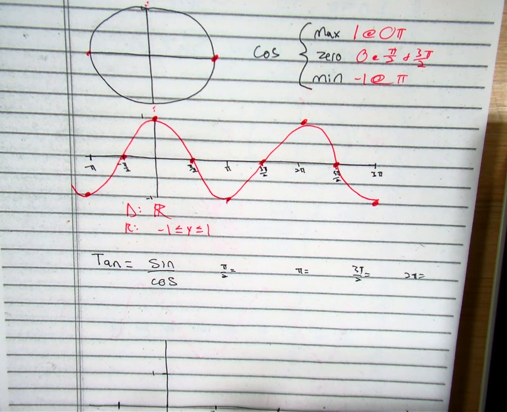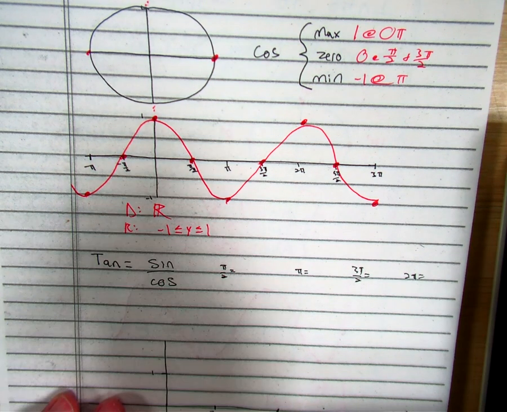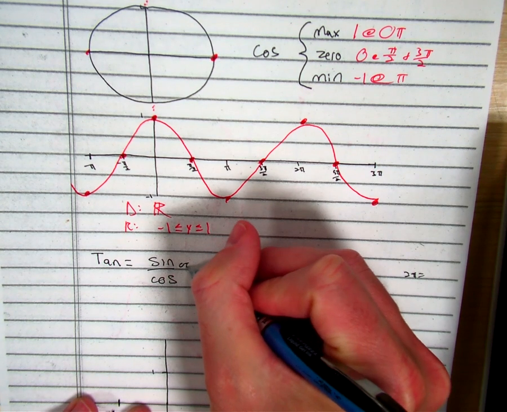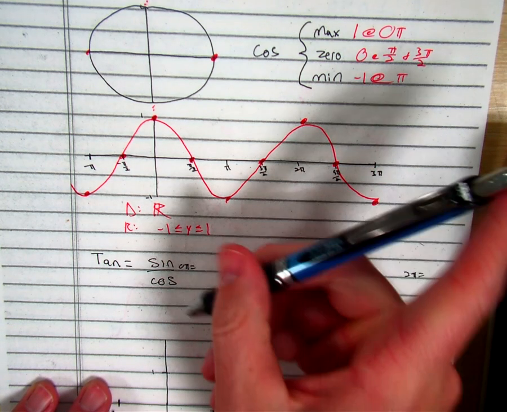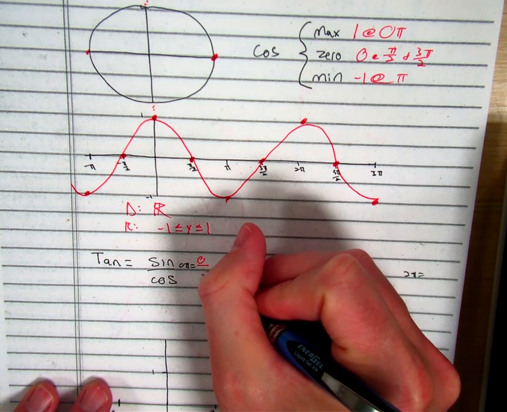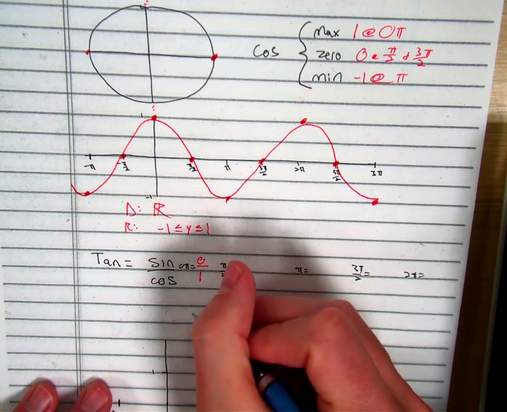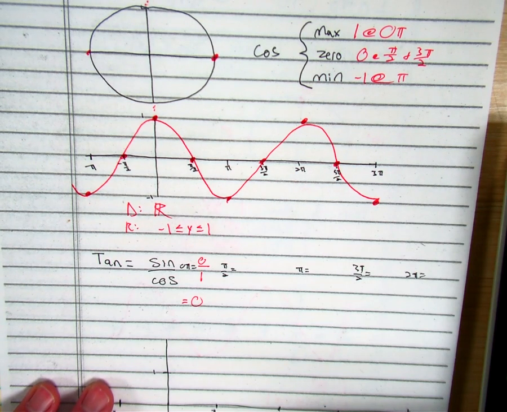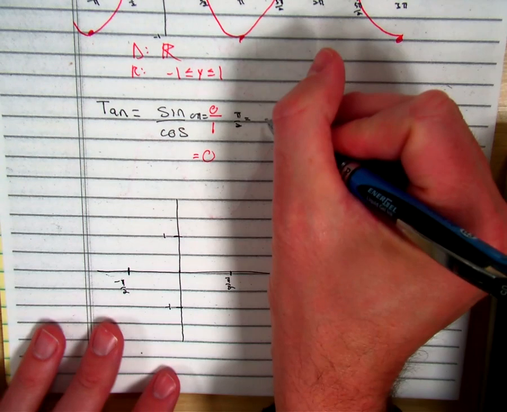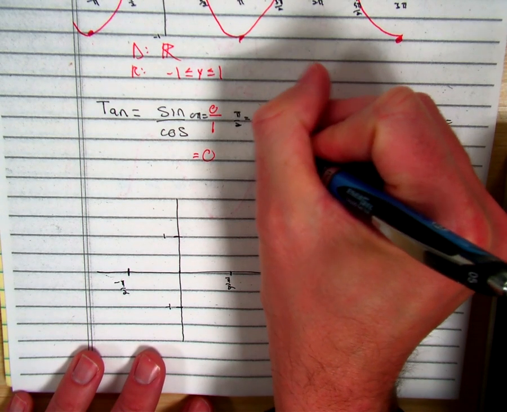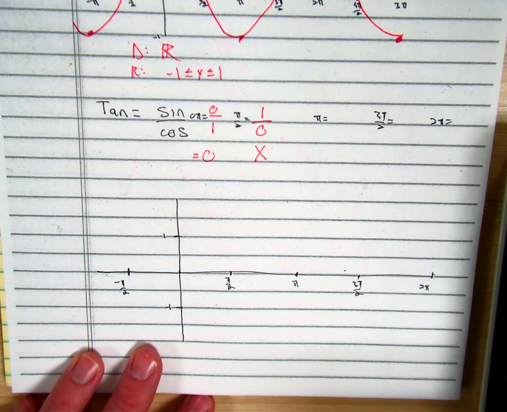And then the fun one. Tangent. Tangent is sine divided by cosine. And I left one of them off. 0 pi. So at 0 pi, sine is 0, and cosine is 1, and 0 divided by 1 is 0. No sweat. Okay, pi over 2. Sine is 1, and cosine is 0. And we can't divide by 0.